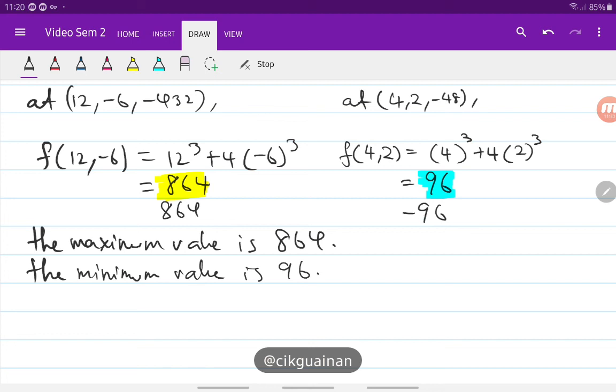Maybe we logically think, oh, the negative is the smallest one, so this is the minimum and this is the maximum. Now, how about if this one is negative, and this one is also negative? Then for sure this one is the minimum, and this one becomes the maximum. So it is relative. You have to compare with the other values from other stationary points to conclude whether the value or the point is the maximum or the minimum.